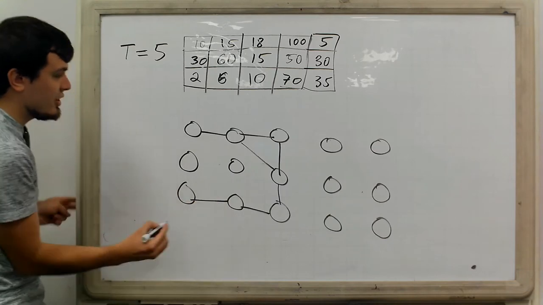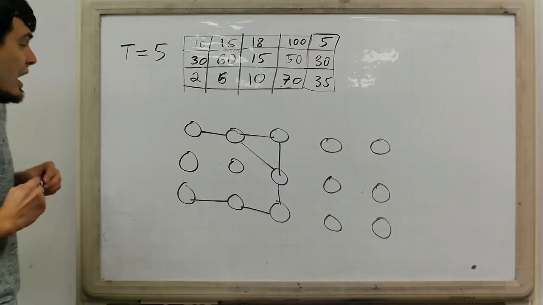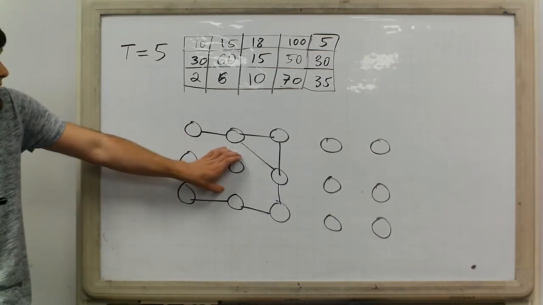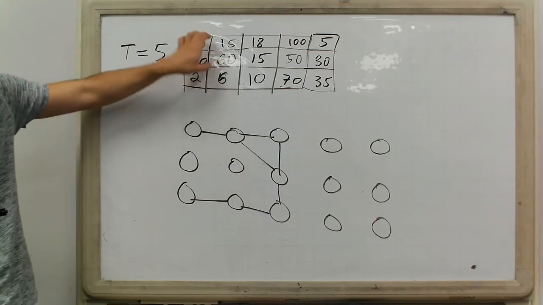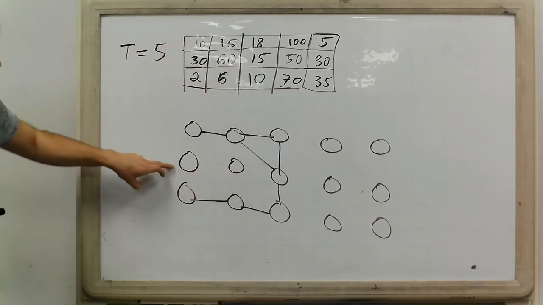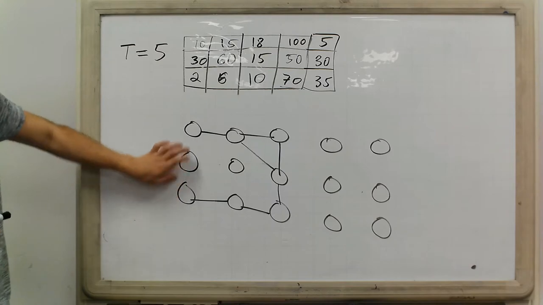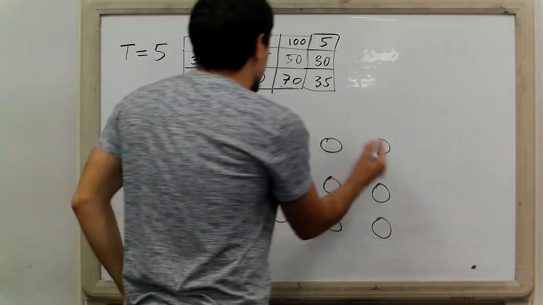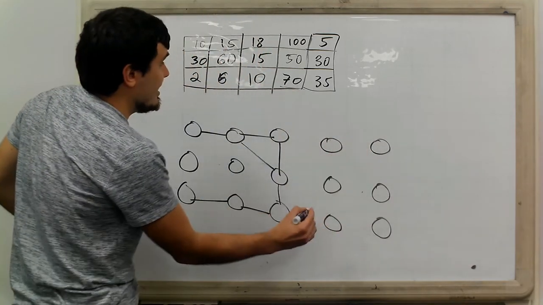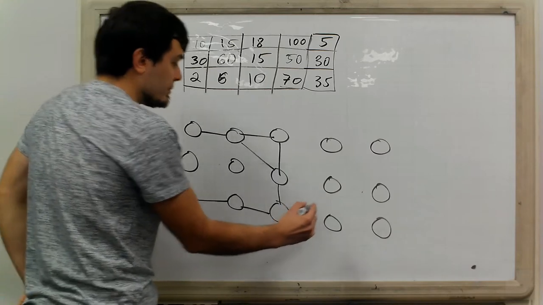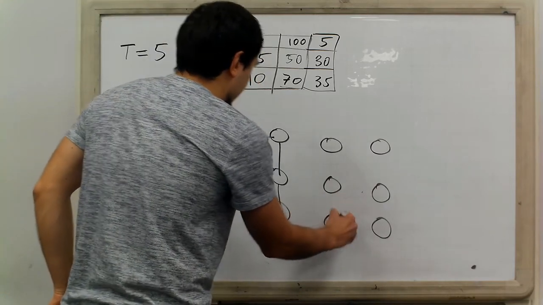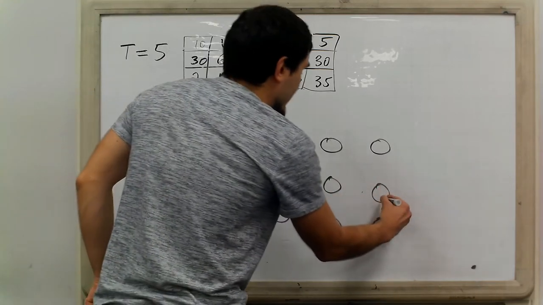So here are the edges that exist. These two nodes seem to not be connected to anything. They're not similar to any of their eight neighbors here, or any of its five neighbors here. And then this one is also not connected to anything. This one's not connected to anything, this one's not connected to anything, and these two are connected.